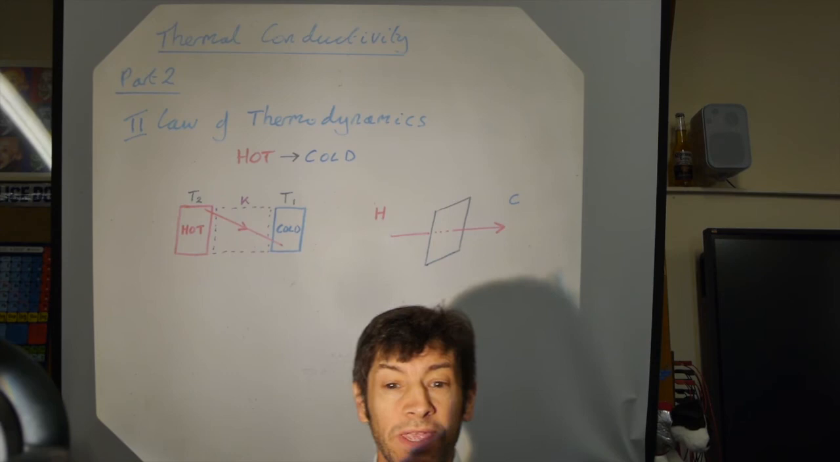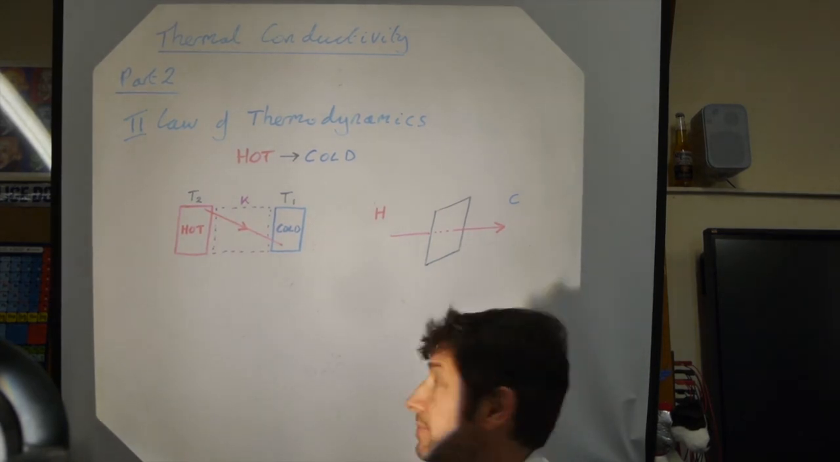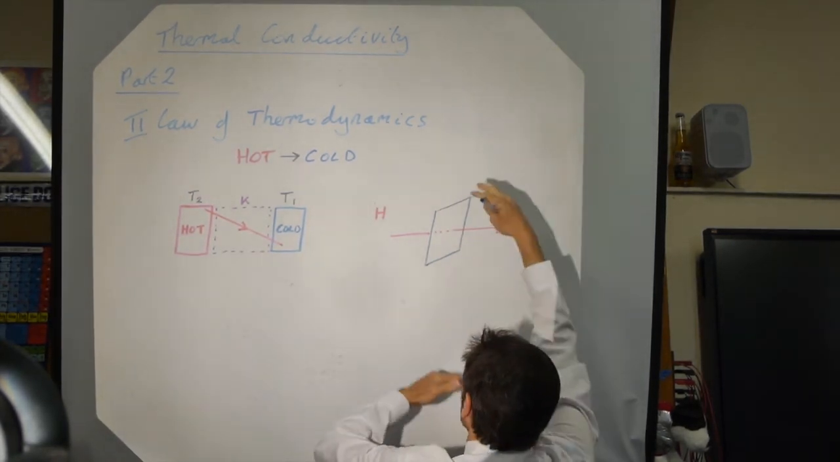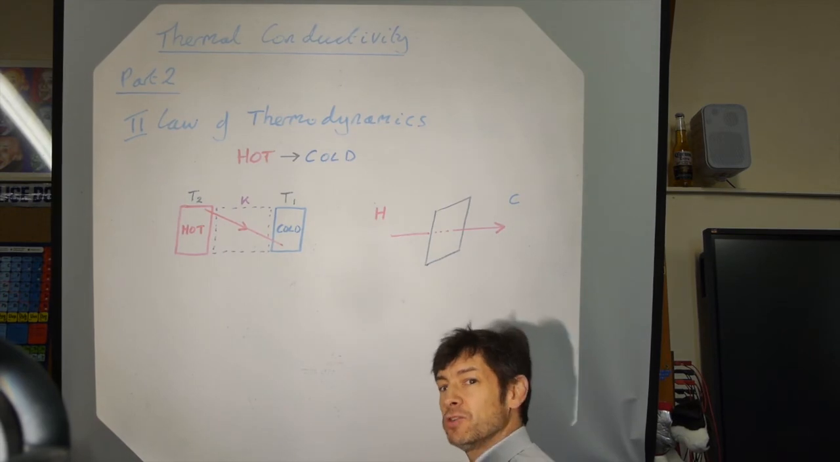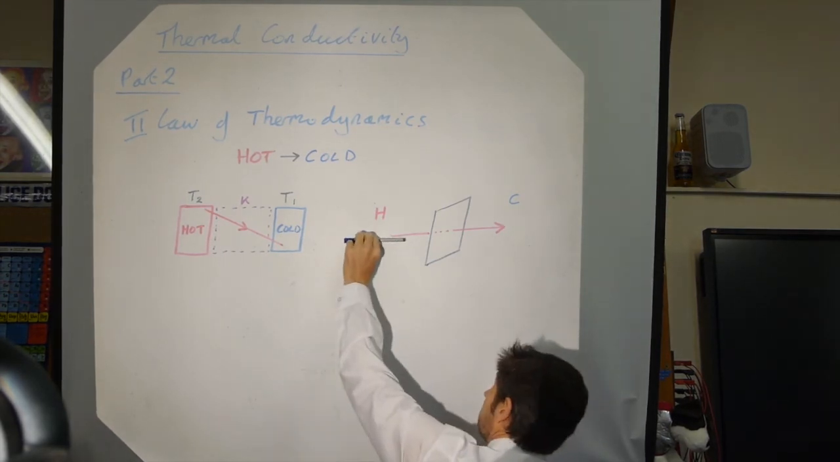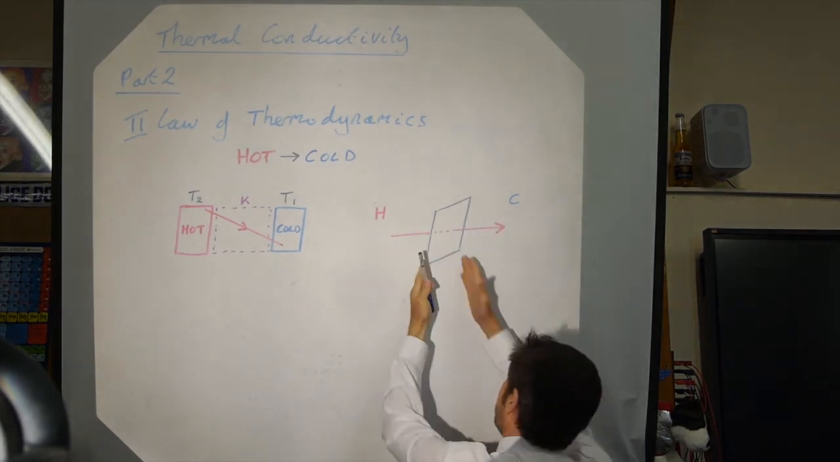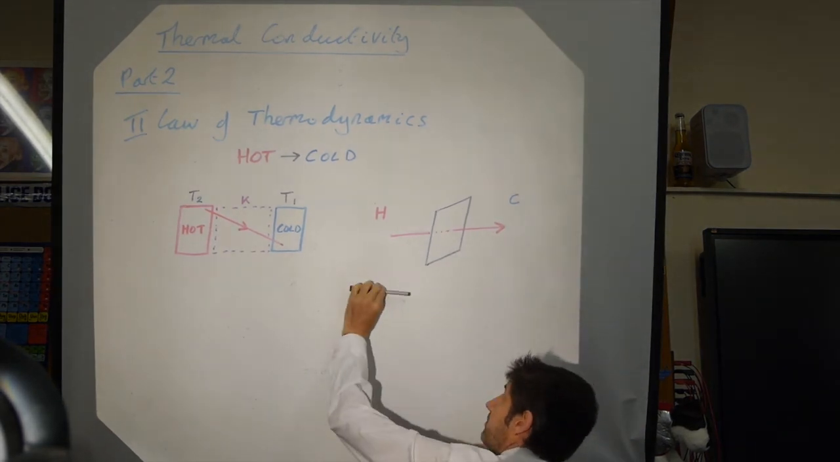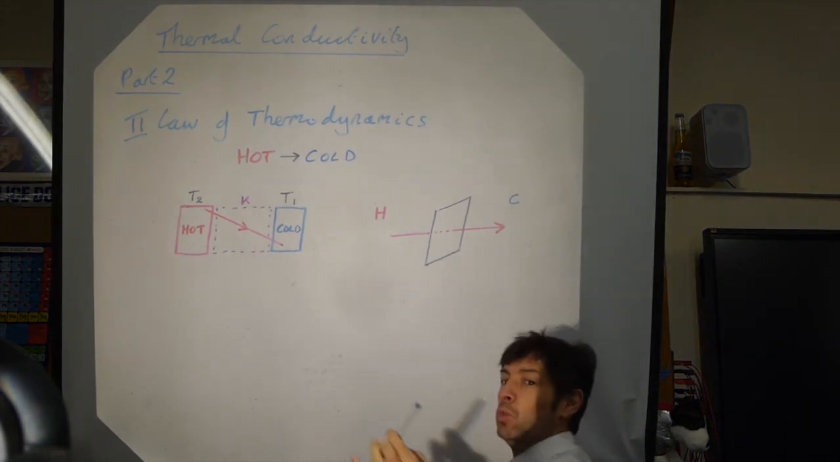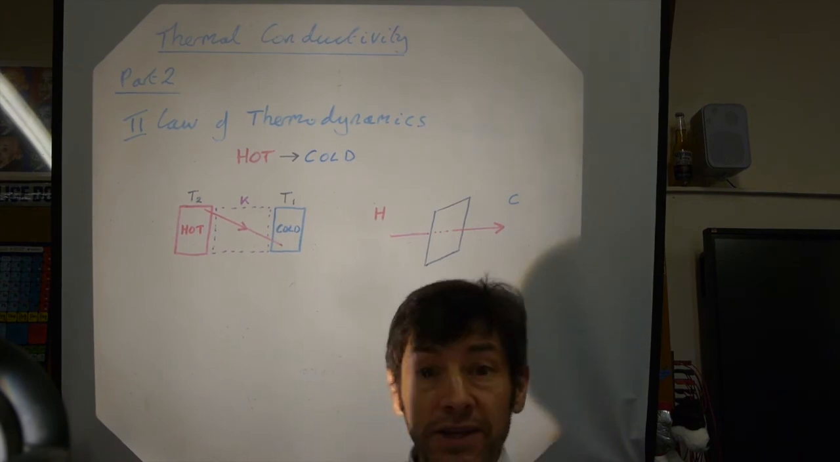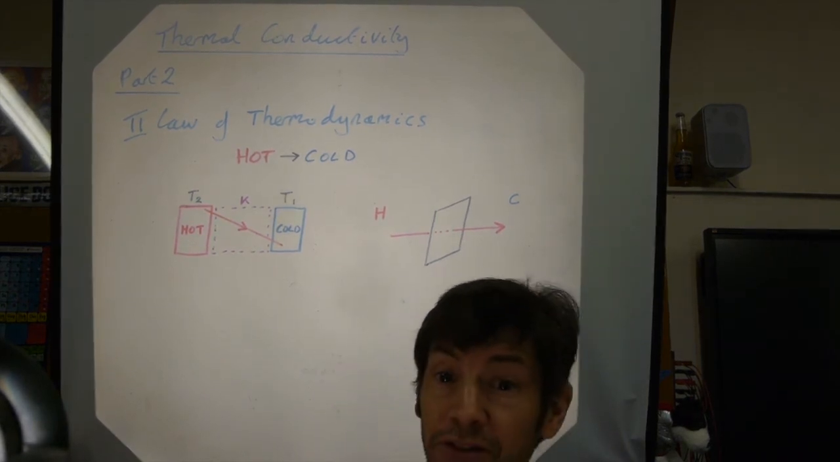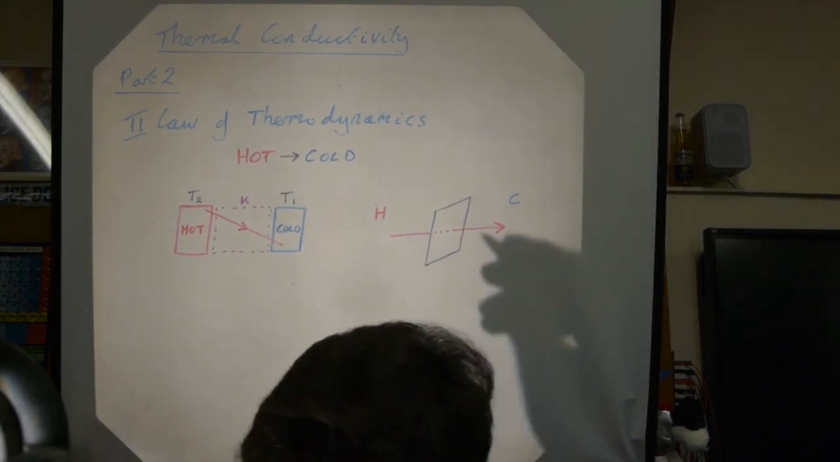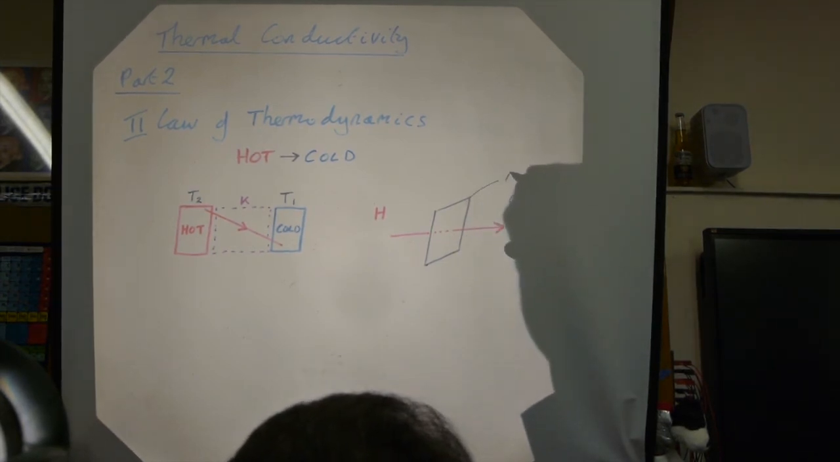Okay, but there's something else we need to take into account here. How big is this wall? There's a nice way of showing this. It's called heat flux. That if you imagine this heat going through here, if the wall was twice as big, there'd be some heat going through there as well. Okay, so we need to know something about this area here. So this wall has an area.